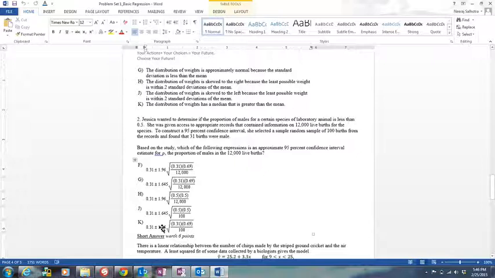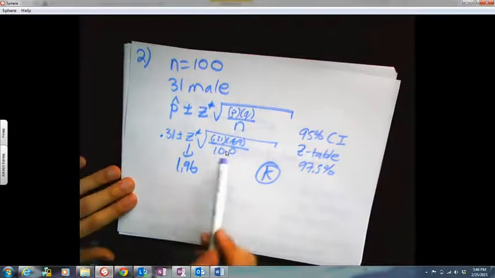A lot of people picked F because they thought this should be 12,000, but this is n, the sample size. They thought that this should have been 12,000, but remember, this is a sample size, which in this case is 100.